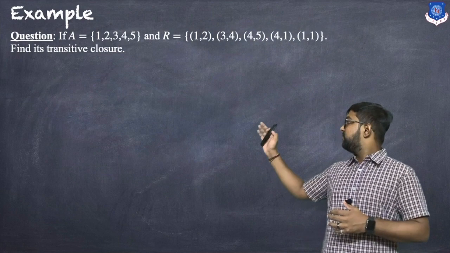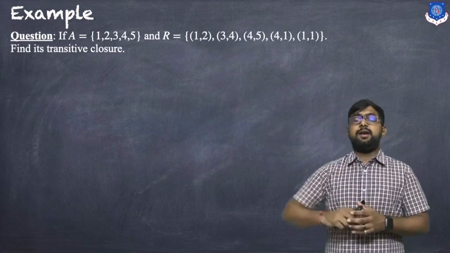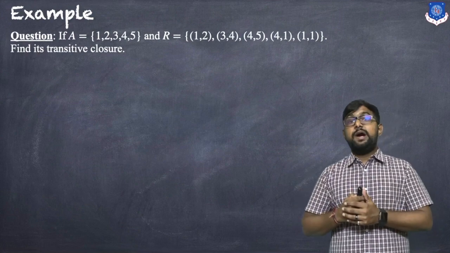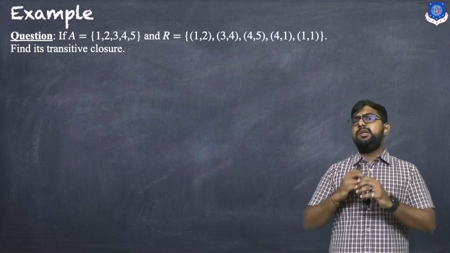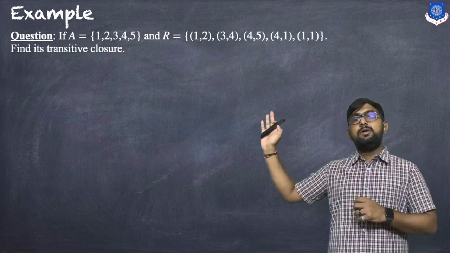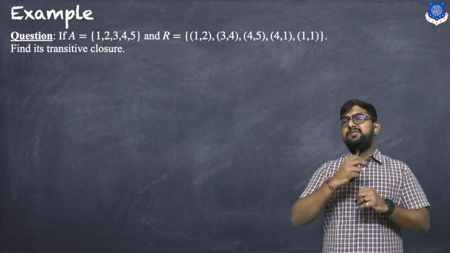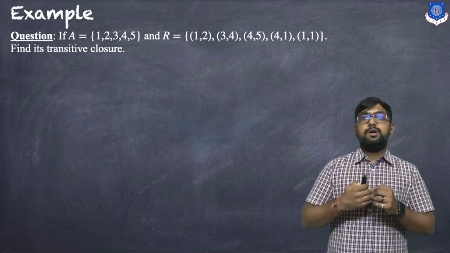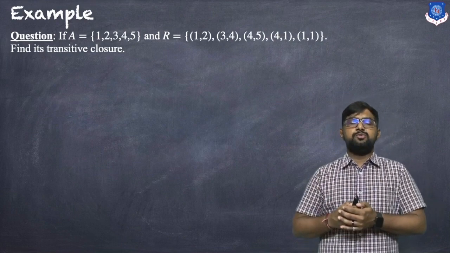So if A equals {1, 2, 3, 4, 5} and R equals {(1,2), (3,4), (4,5), (4,1), (1,1)}, it is given. So find its transitive closure. Here we have directly given R. In the previous example it was the relation matrix and after that we wrote R. So here there is no need to do that.